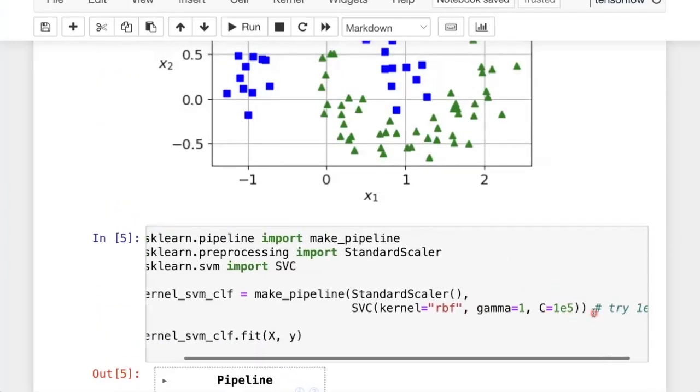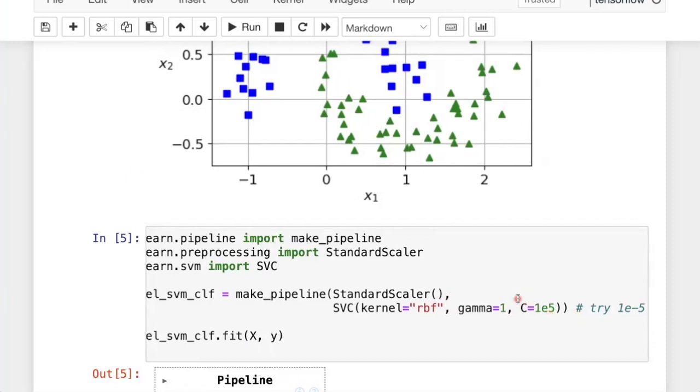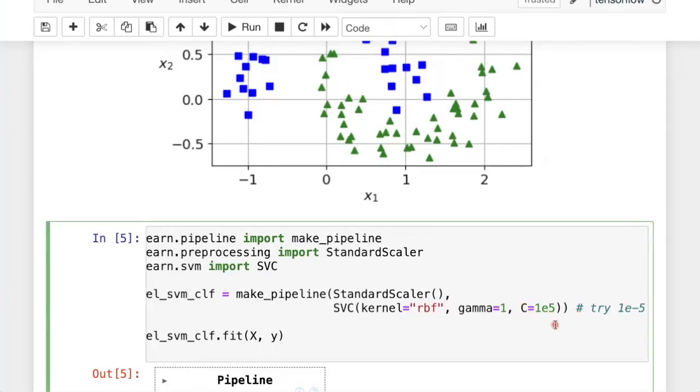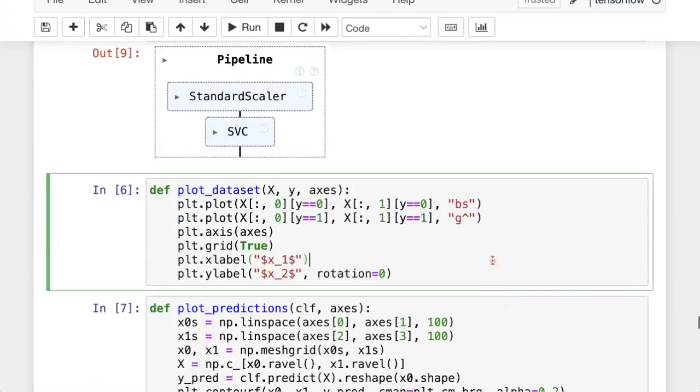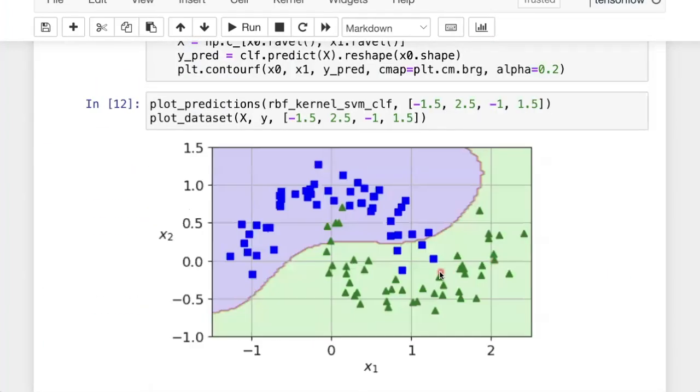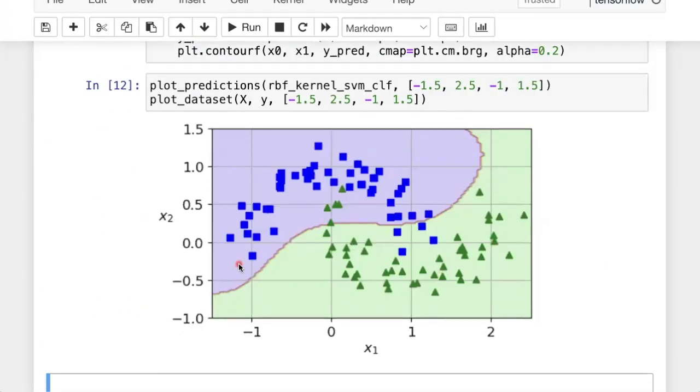That really depends on this parameter C for regularization. Let's set this to be 1e negative 5, which means 10 to the negative 5. So this is now super small. And I run this cell again, and we plot this decision boundary now. And you can see that now we are making some mistakes. The green data points are on the wrong side. These blue data points are on the wrong side.